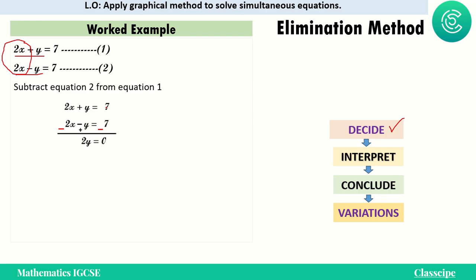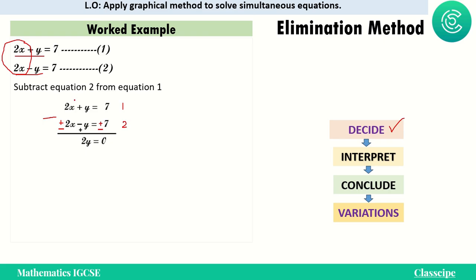2x plus y equals 7, this is equation 1, minus 2x minus y equals 7, this is equation 2. Now according to algebraic subtraction, when you are subtracting an equation from another equation, you have to change the signs, the symbols, right? For example, here the sign is plus, so this plus will become minus. Here the sign is minus, it will become plus. And here also the sign is plus, and this will become minus.